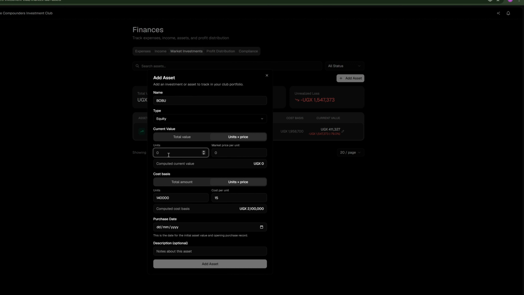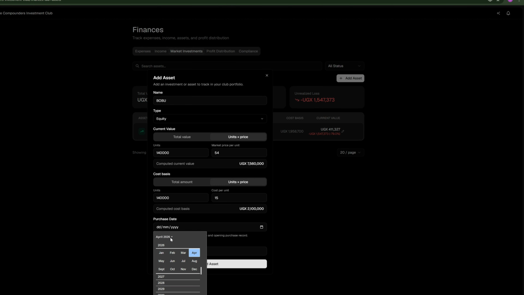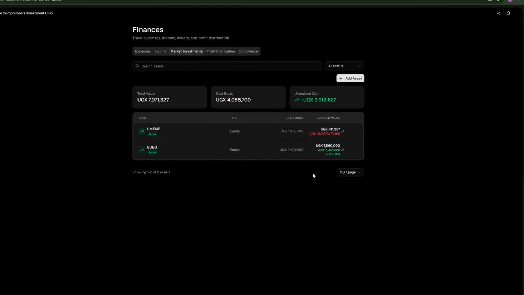For the current value, the shares are still 140,000 and today's price is 54. The computed current value becomes 7,560,000 shillings. And the purchase date, still 2023, and that's June 14th. I'll add asset. On Bobu, the system shows an unrealized gain of 5,460,000 shillings.